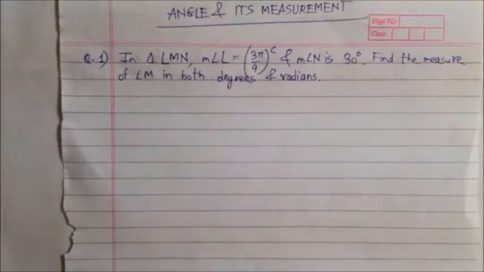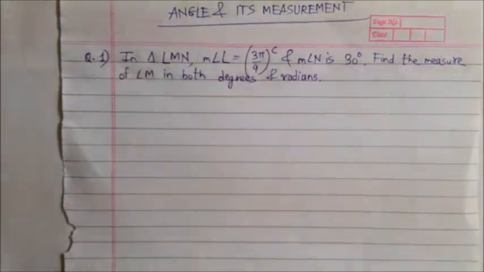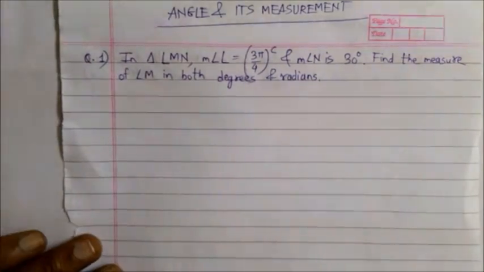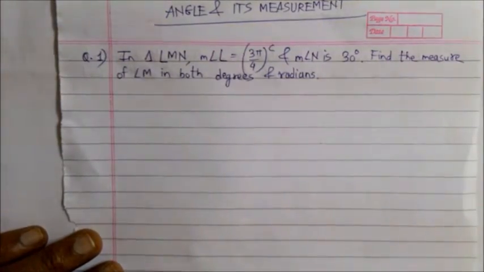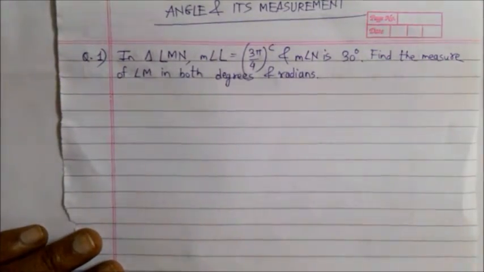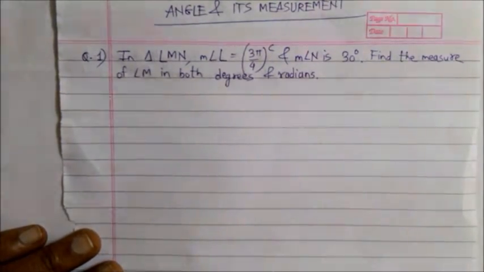In this video, we will solve a couple of problems on angle and its measurement. Let us start with the first one. The first problem reads: in triangle LMN, measure angle L is 3 pi by 4 radians and measure angle N is 30 degrees. Find the measure of angle M in both degrees and radians.